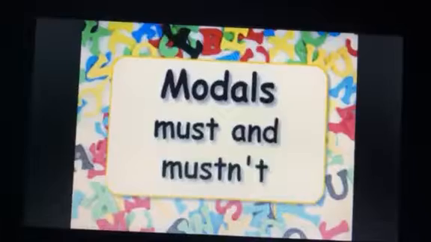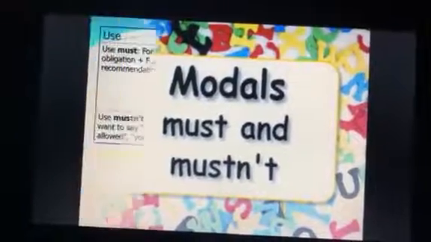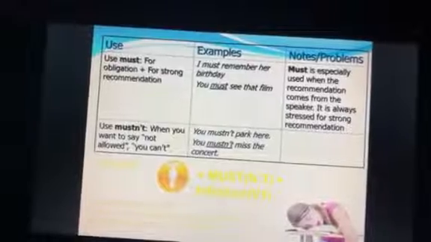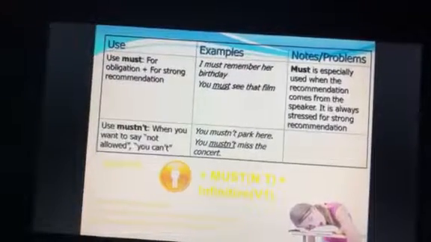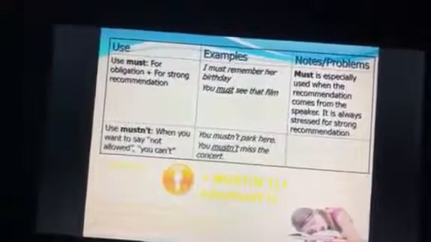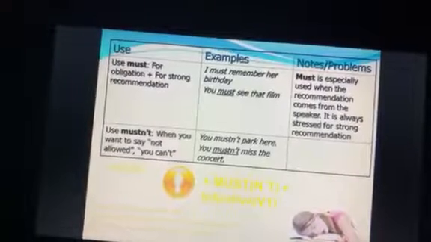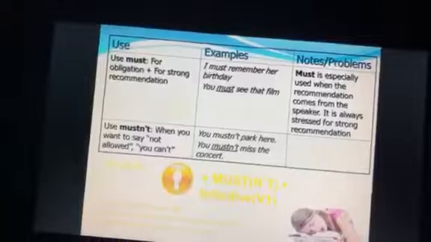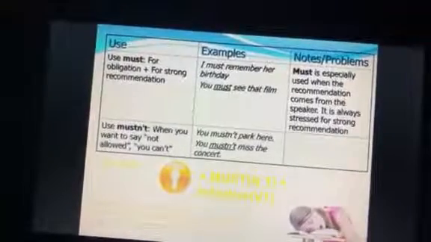Modals, must and mustn't. When do we use must? We use must for obligation or for strong recommendation. Examples: I must remember her birthday. You must see that film.